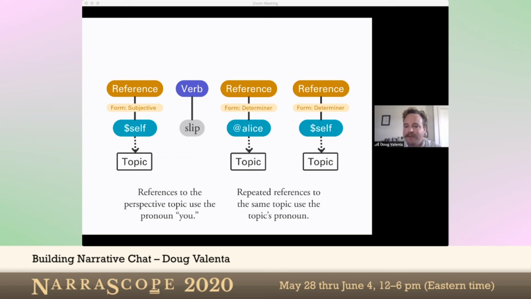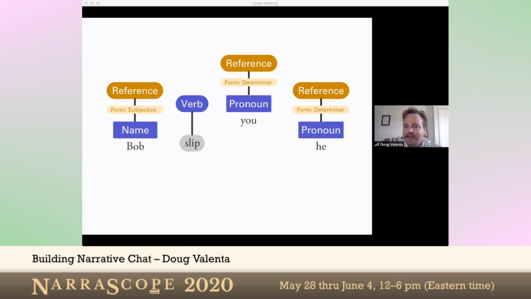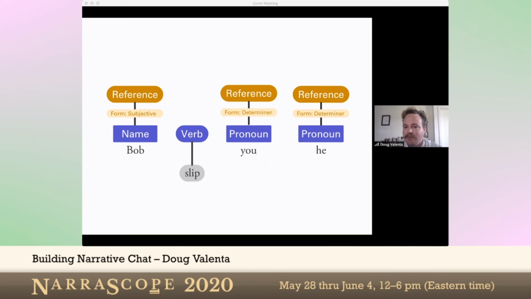So we can start off, and let's just say that we're doing this for the player who is at Alice, in which case that reference to at Alice is really going to be a reference to the pronoun you. And then let's say that we've got Bob here, and Bob is the one who wrote the emote. So Bob is the persona of the player who wrote the emote. And so we can resolve the first reference to Bob to a name, and the second reference to Bob as a pronoun.